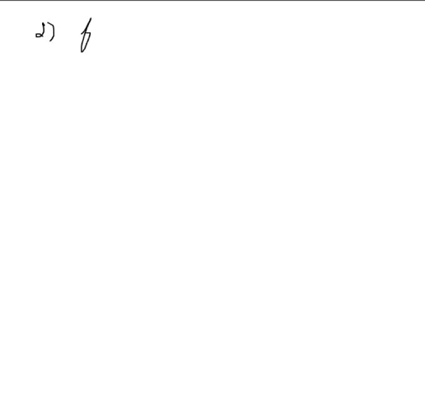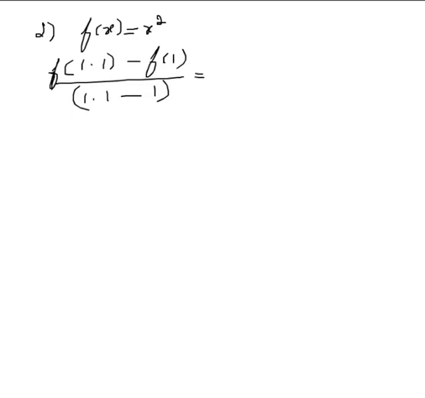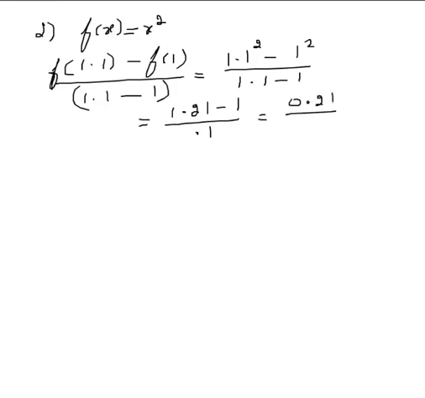Question number 2. If f of x is equal to x square, find f of 1.1 minus f of 1 divided by 1.1 minus 1. This is an easy question, just we have to substitute the values which are given. So f of 1.1 will be 1.1 the whole square minus 1 square divided by 1.1 minus 1. 1.1 square is 1.21 and 1.1 minus 1 is 0.1. This is 0.21 divided by 0.1. Let us remove the decimal point from the denominator. I am multiplying both numerator and denominator by 10. So it gives you 2.1 divided by 1. The answer is 2.1.